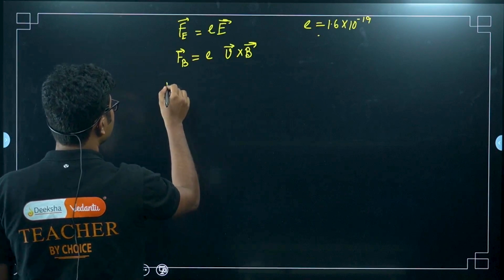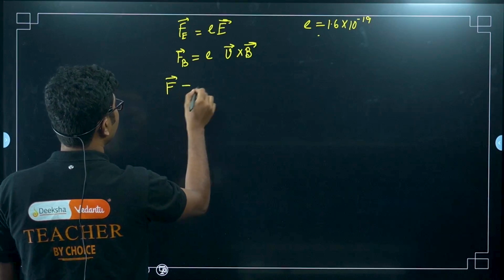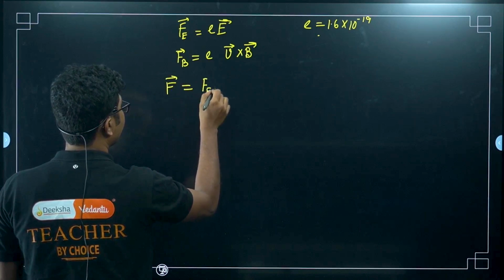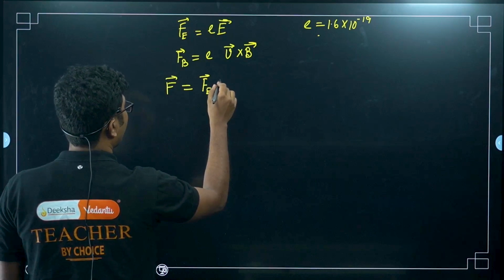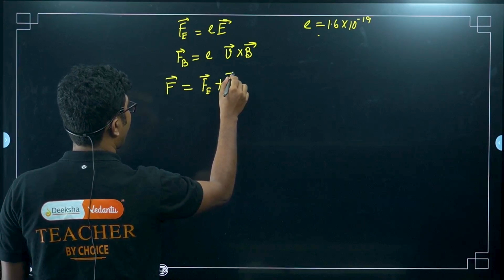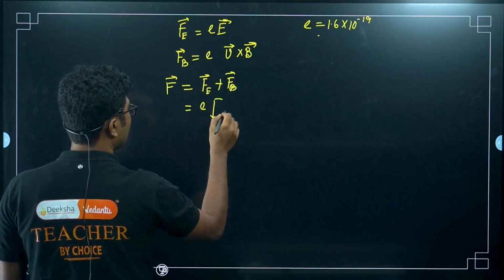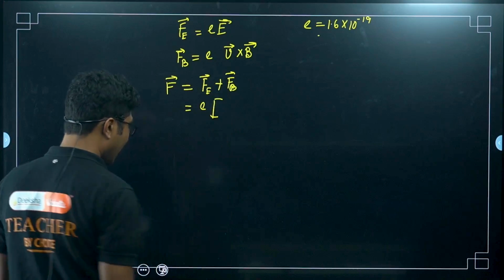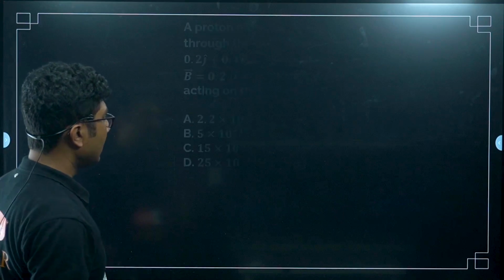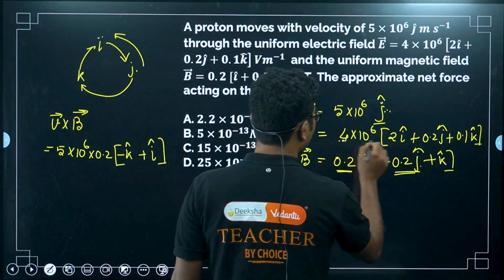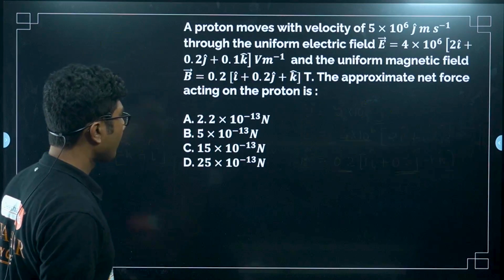So, the total force should be electric force plus magnetic force, that is, we can take E common. Electric field E, what is the value of electric field E? Electric field E was 4 times 10 to the power of 6.